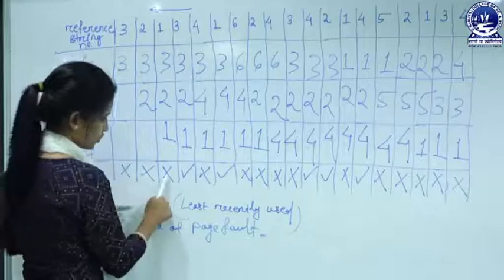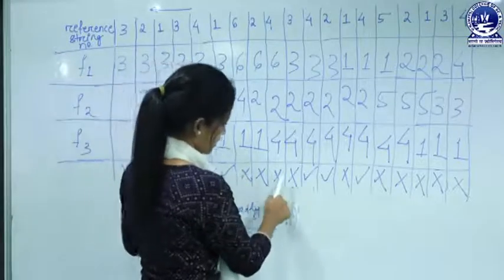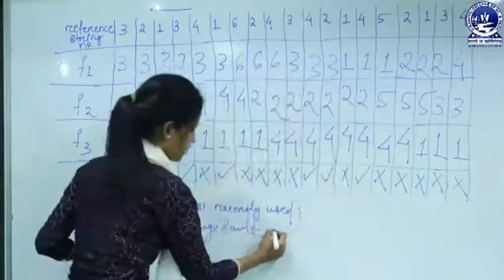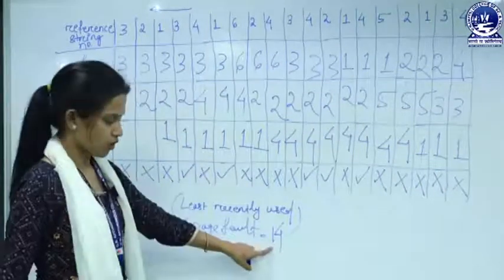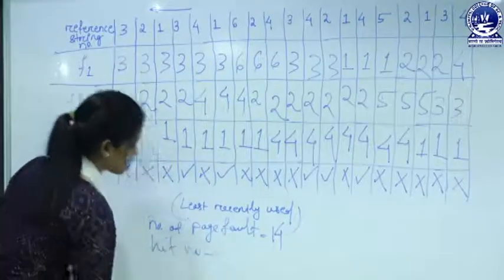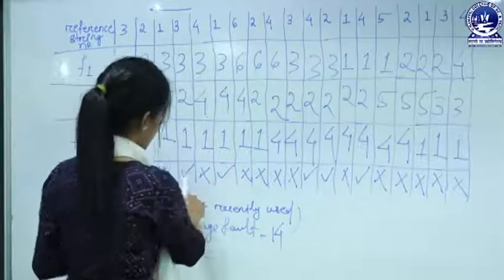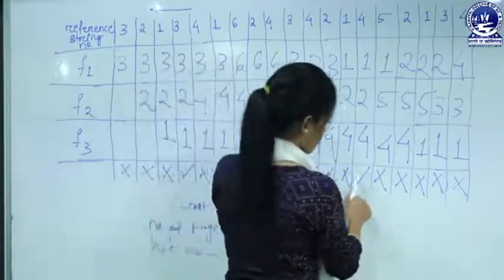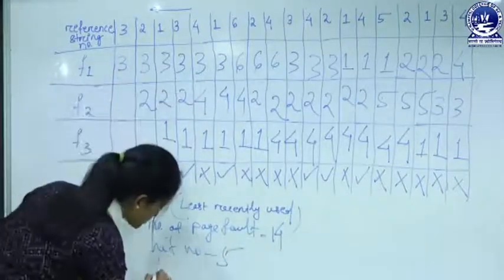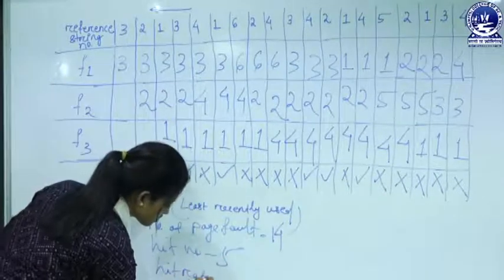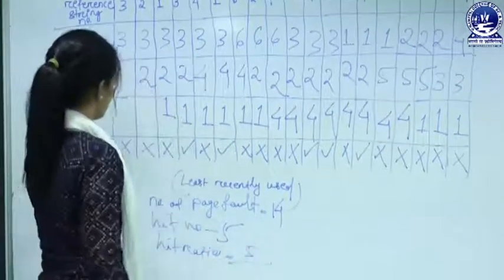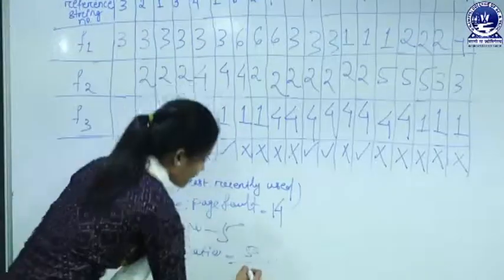So 1, 2, 3, 4, 5, 6, 7, 8, 9, 10, 11, 12, 13, 14. So the number of page faults is 14, and the number of hits is 1, 2, 3, 4, 5, so 5. So the hit ratio is 5 by the total number, so the total number is 5 by 19.